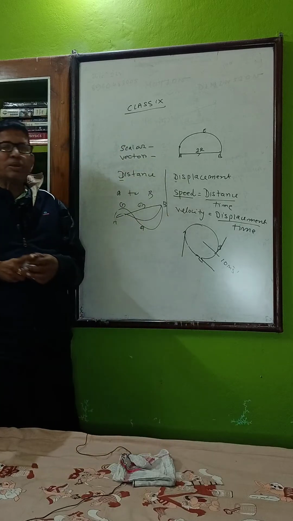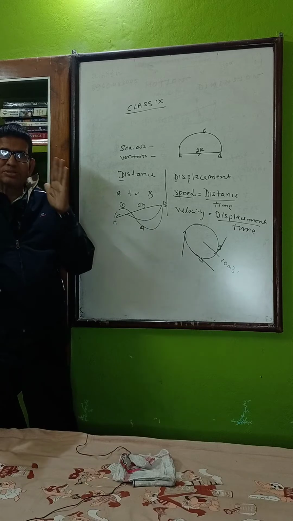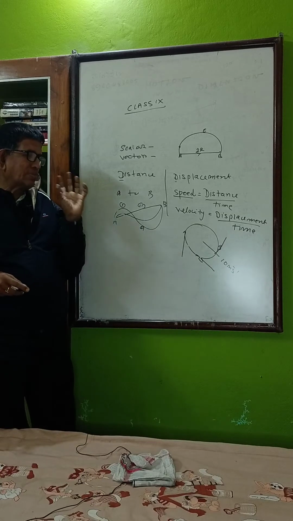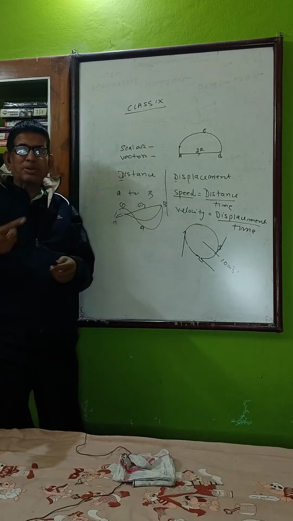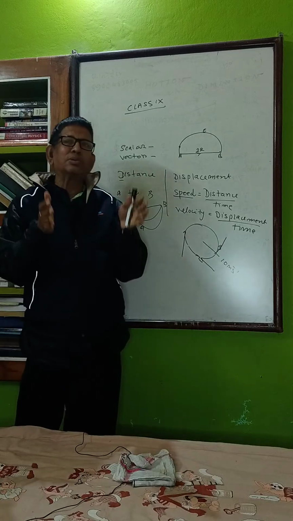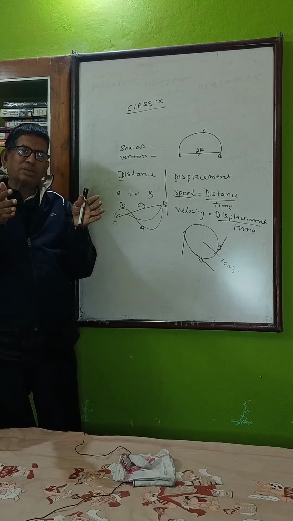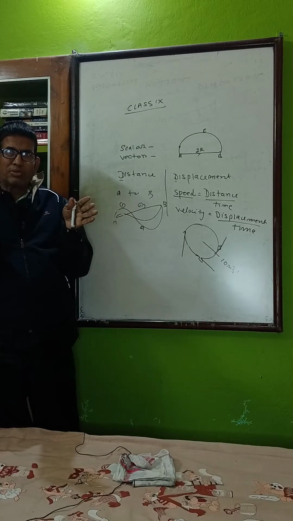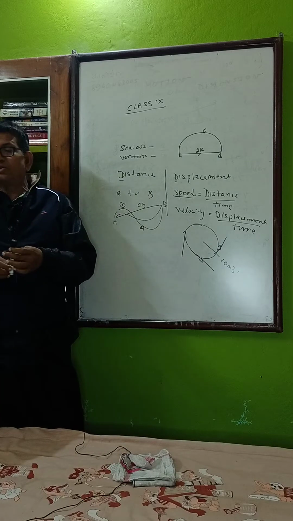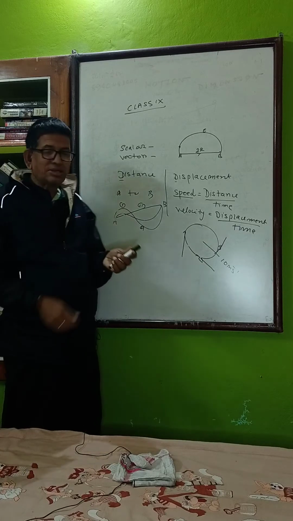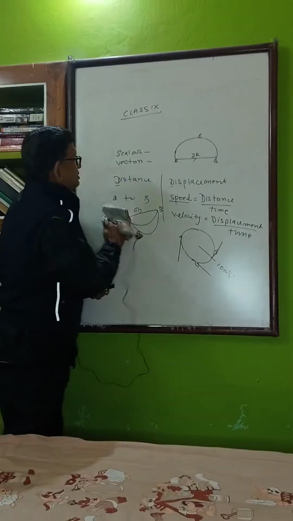So whenever we are considering velocity, we must keep in mind that direction is a very important part. To deal with velocity, direction is very important. So whenever you calculate a vector quantity, always remember that direction is very important. Don't forget about the direction. Okay. After that, I am going to define acceleration and retardation.